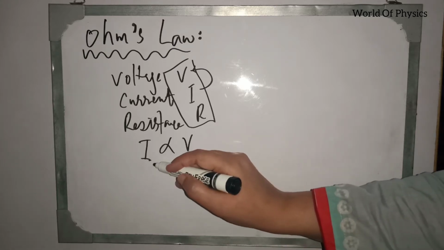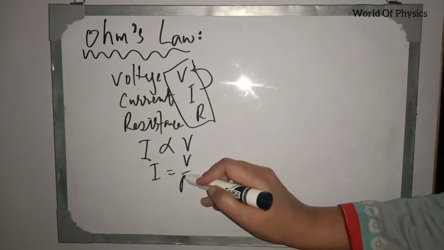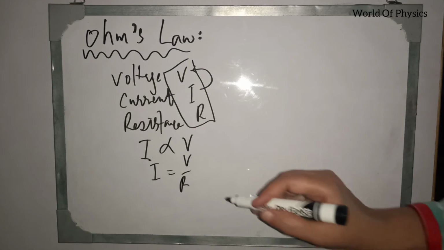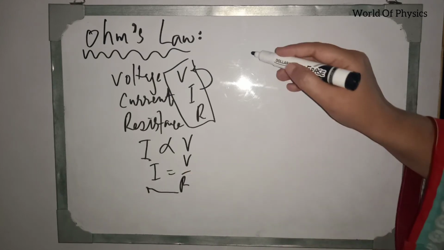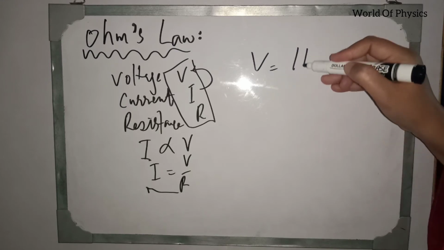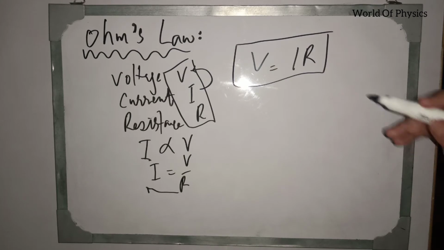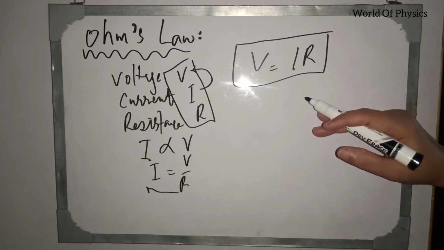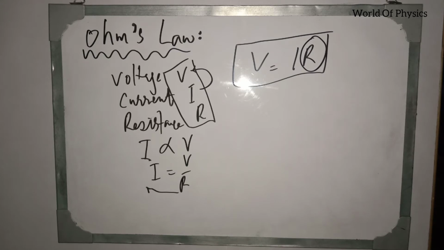That constant is R. So I is equal to V divided by R, where 1 over R is a constant. By cross multiplication we can say that V is equal to IR. This is the generalized form of Ohm's law. V is equal to IR, where this R is the constant of proportionality, and this is also called the resistance of the conducting material.